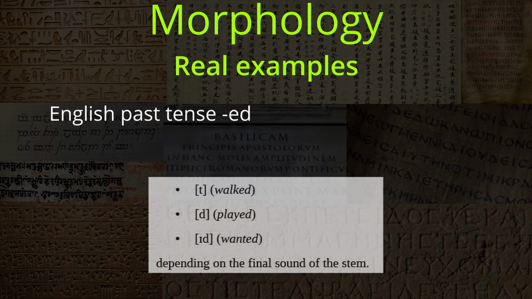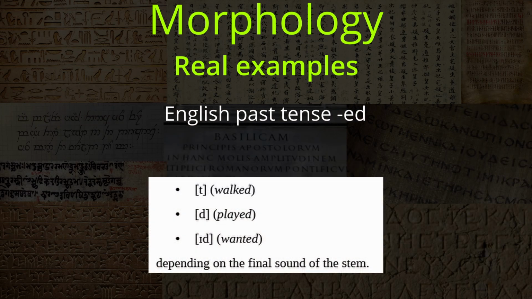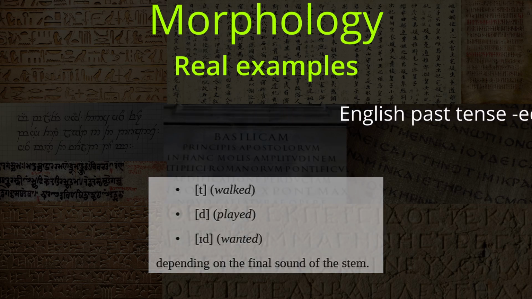Next, the English past tense, ed or id. You see, similarly, the English past morpheme surfaces as t, for example, walked, or d, for example, played, or even id, for example, wanted, depending on the final sound of the stem.